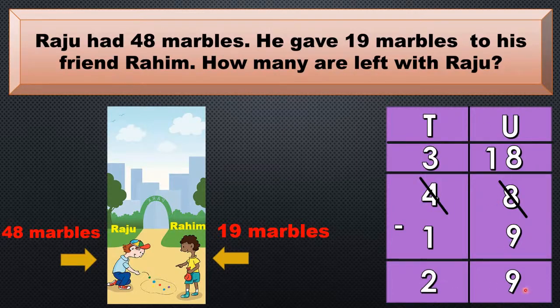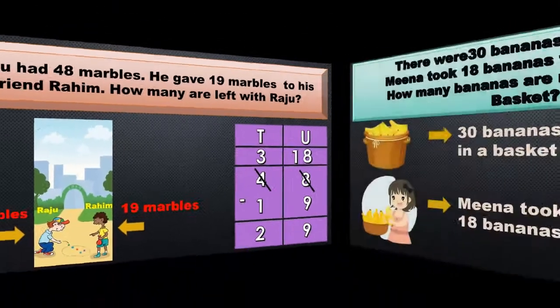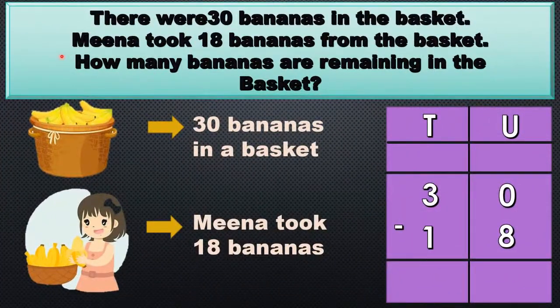There were 30 bananas in a basket. Meena took 18 bananas. How many bananas are remaining in the basket? First, we will write the sum here, 30 subtract 18.